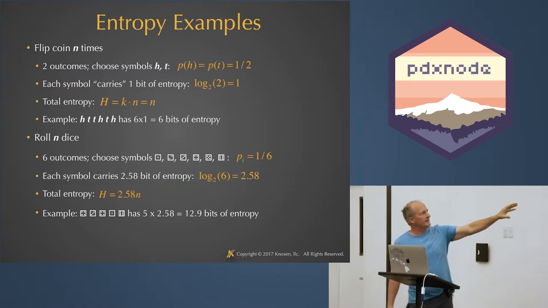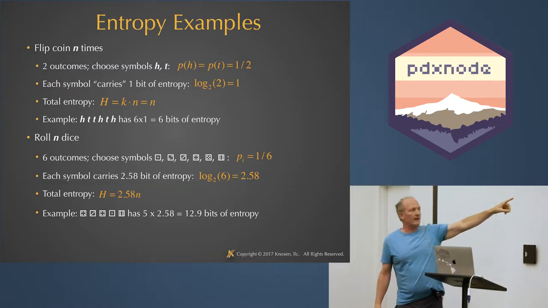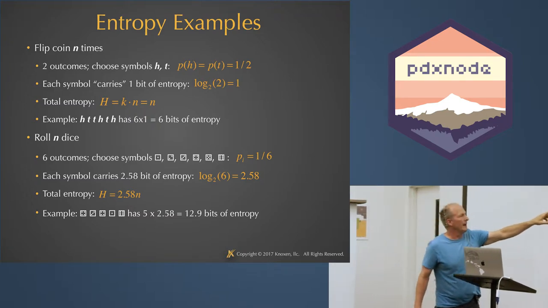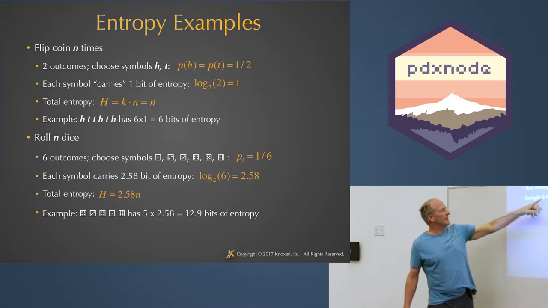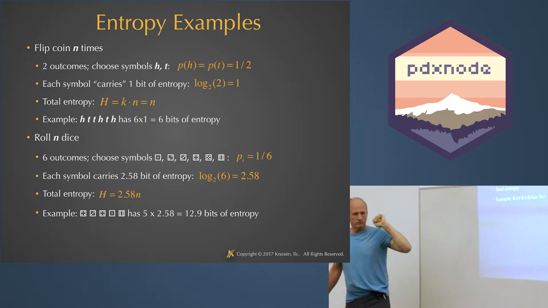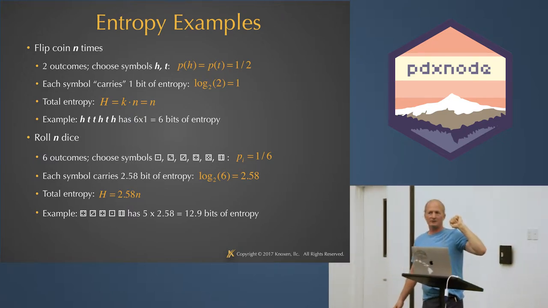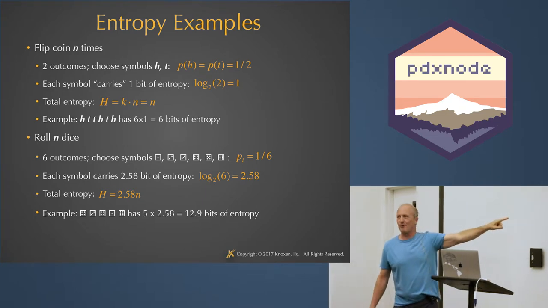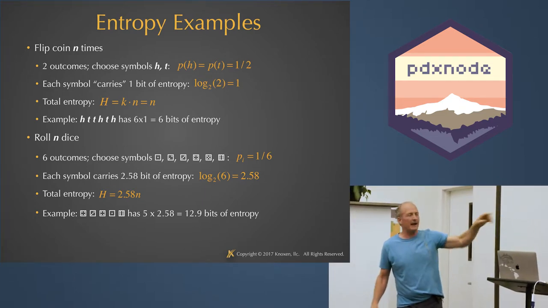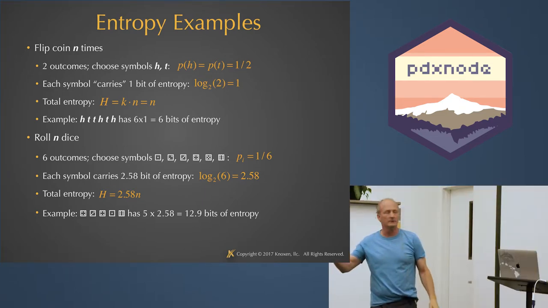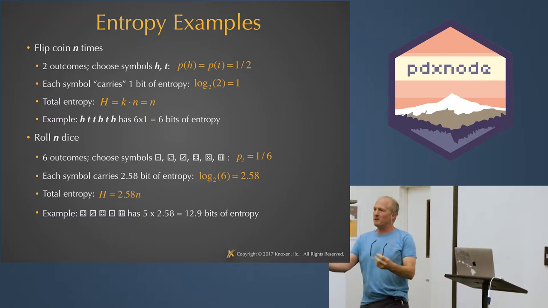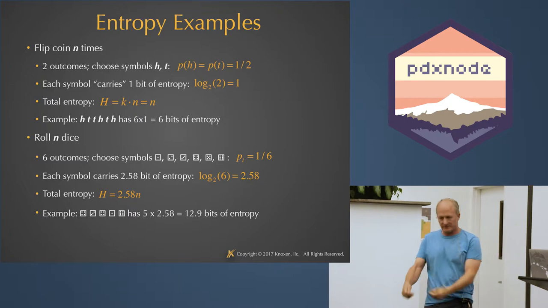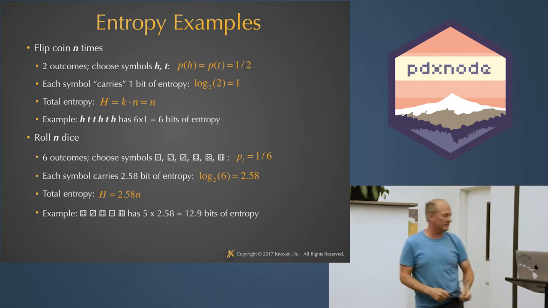I can take that idea and look at, say, flipping a coin n times. If I use the symbols H and T, and I flip a coin six times, I generate 6 bits of entropy. And if you really need some randomness, that's a fair way to do it. Flip a coin 6 times.